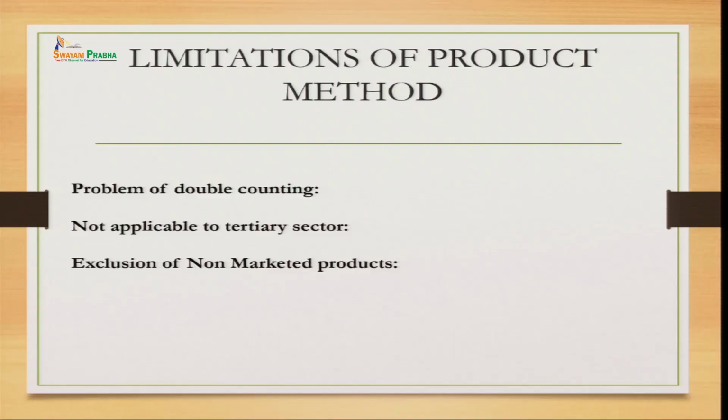So, this problem will always be there. Then, it is not applicable to the tertiary sector, because in the case of services it becomes very difficult to calculate the input-output relationship. So, this is not very much applicable to the tertiary sector, and here there is the exclusion of non-marketed products.